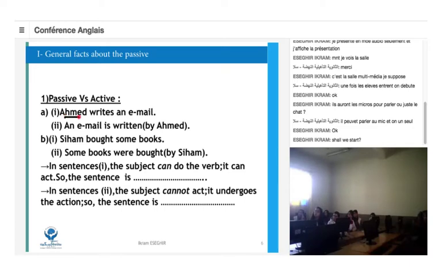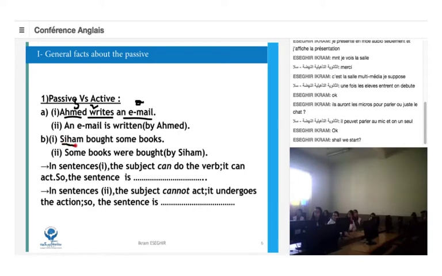So I have here the subject, Ahmed. I have the verb, write, and I have an email. So this is an object, and this is a subject, and this is the verb. Okay, now when I change, I get an email is written by Ahmed. So the object becomes subject. Then we change the verb. We are going to see the rules later. And then I take this subject here. I write by Ahmed.